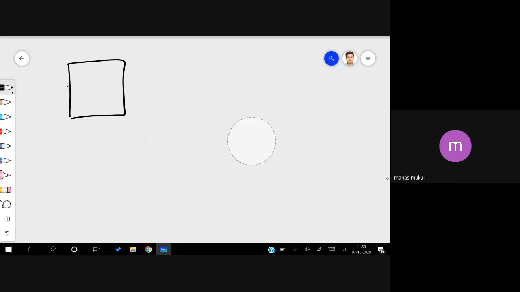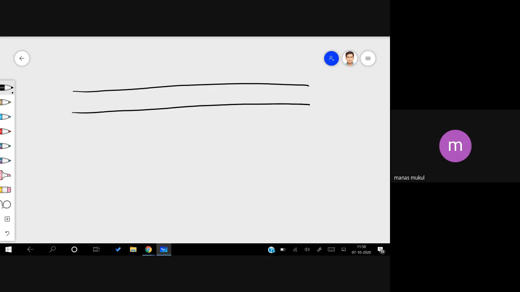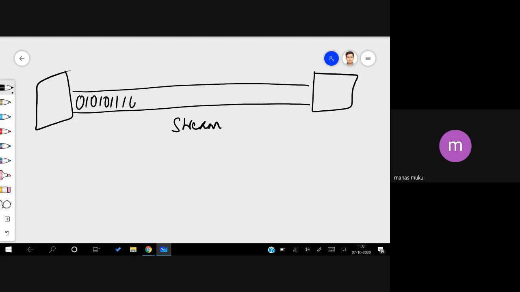So just imagine that I have a pipe which I'm talking about. This is a pipe, right, which is connected to two devices, and this pipe is my stream. And what exactly happens inside this? Data flows, right? So here is my data. This is my binary data which is flowing inside this pipe. This is nothing but like water which is flowing between two different devices. So this is basically how a stream would look like.